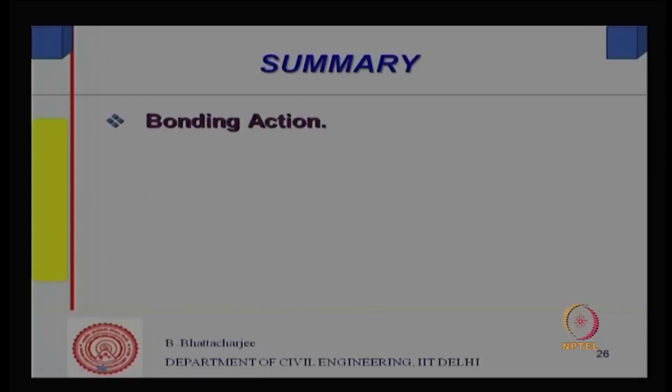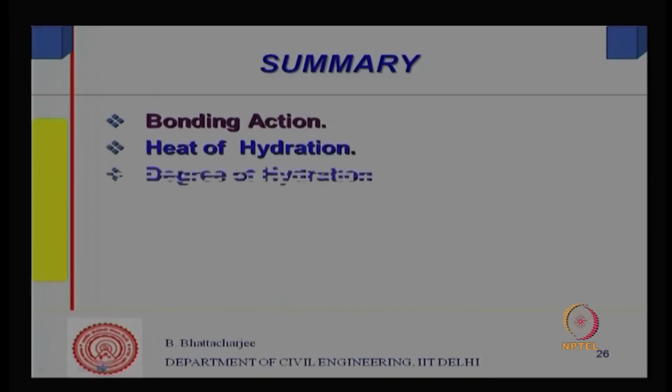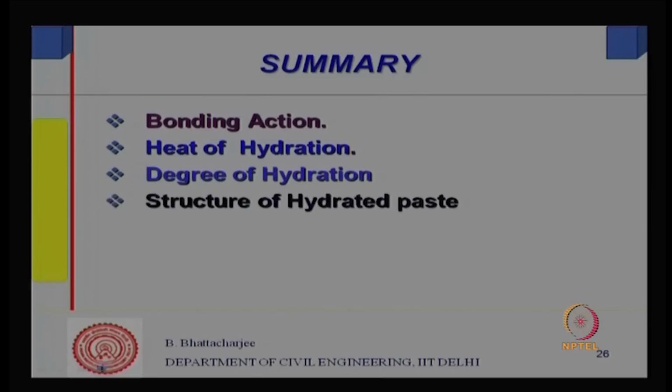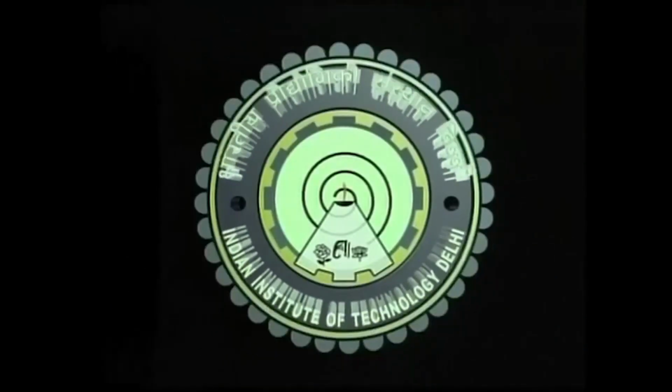So, summarizing, today we have looked into bonding action, heat of hydration, degree of hydration, and structure of hydrated paste, and we tried to find out the porosity, which we shall look into in the next class. Next class we will look into the total porosity, followed by properties, tests and various kinds of properties of cement paste. Thank you very much.